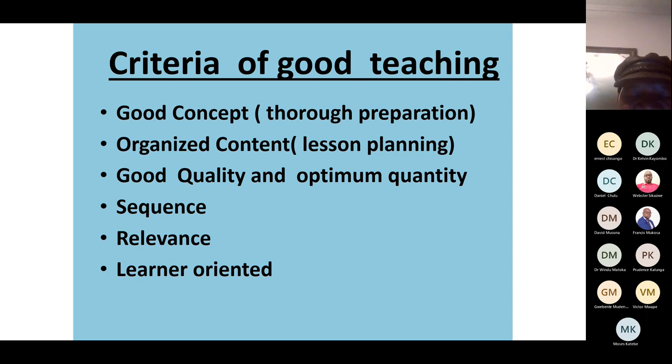And then don't over-prepare. Good quality and optimum quantity. There is no need for me to come to class and within an hour, introduce 20 different concepts. How many of those 20 concepts will the students assimilate in 1 hour? So when you prepare, just gauge your time and see how much learners can take in within that given time. So you must organize good quality content and optimal quantity. Don't overteach.